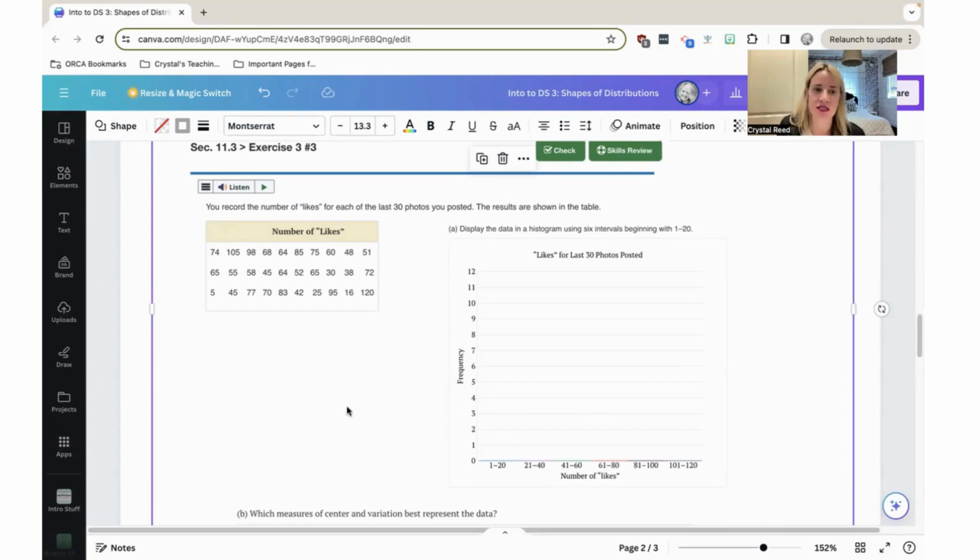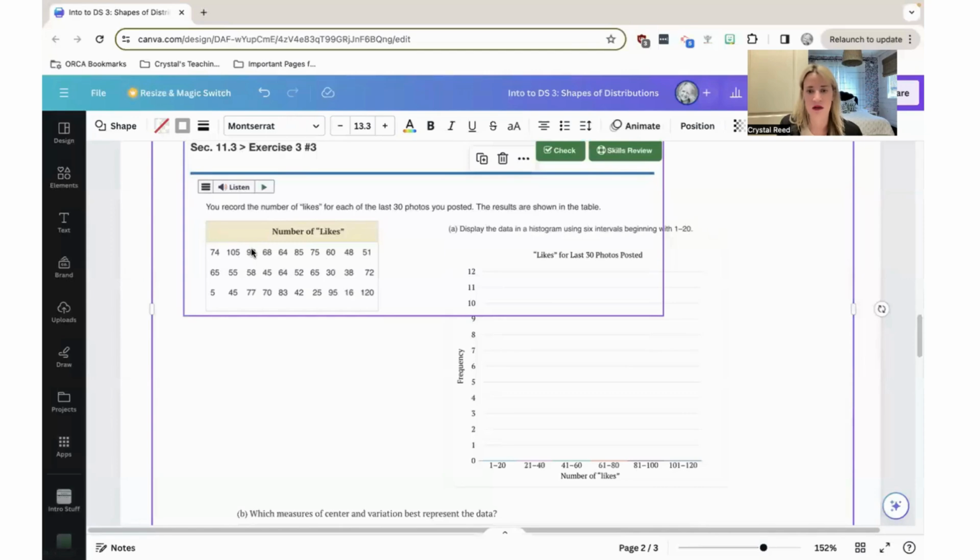And so in this example, it says you record the number of likes for each of the last 30 photos you posted. The results are shown in the table. So there's 30 numbers here. So that means each photo has the number of likes. So like photo 1 had 74 and then 105.